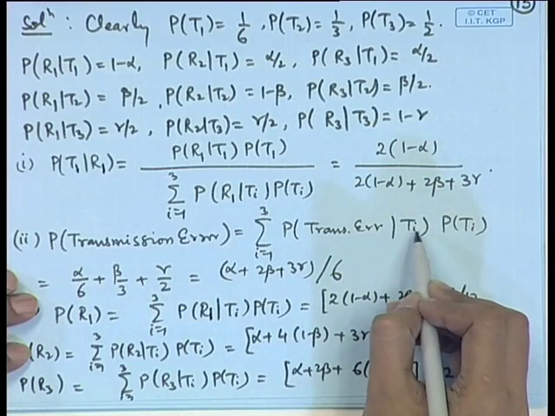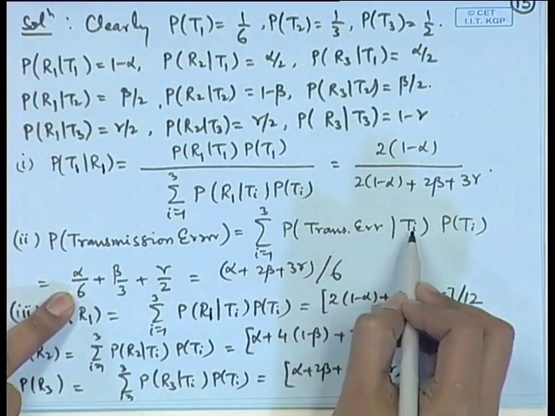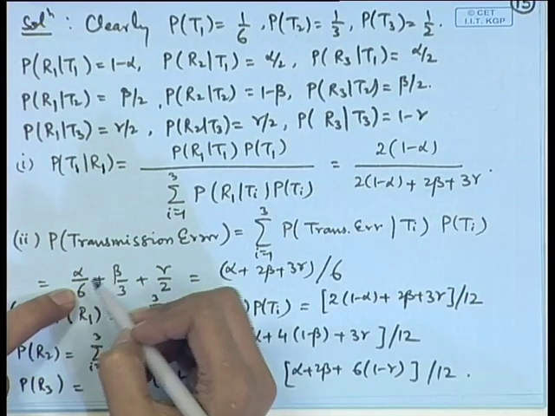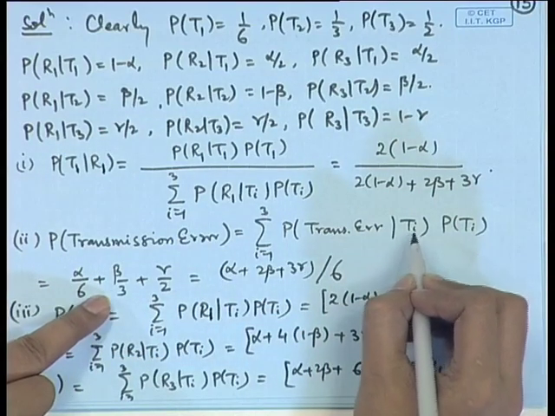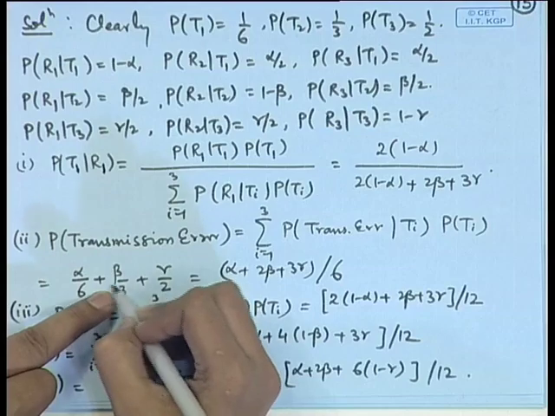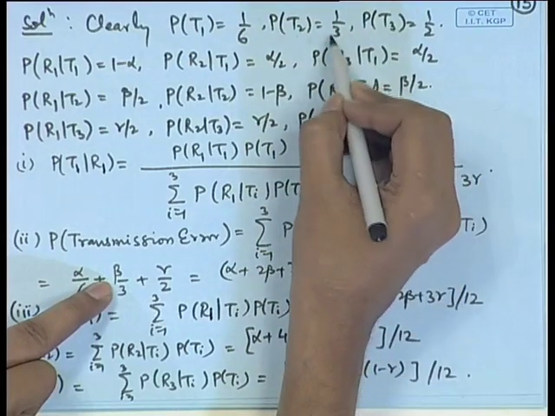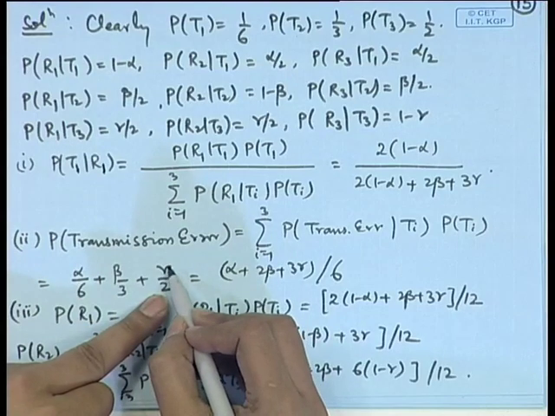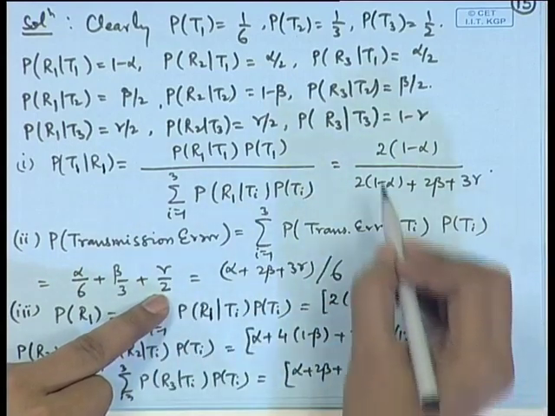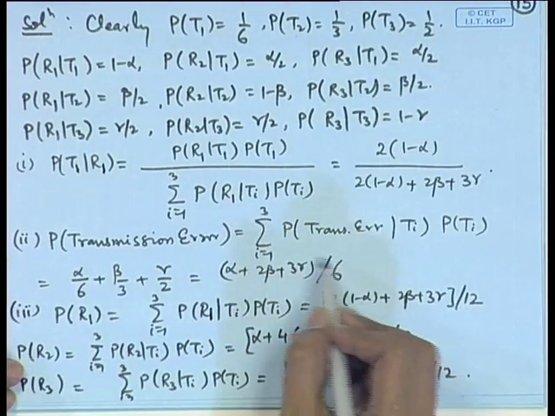So, the probability of T 1 is 1 by 6, and the probability of transmission error given that 1 was sent is alpha, because with probability 1 minus alpha it is sent correctly. So, it becomes alpha into 1 by 6. In a similar way, if the digit 2 is sent, then with probability beta it is not received correctly, with probability 1 minus beta it is received correctly, and with probability 1 by 3 the digit 2 is sent. So, the probability becomes beta by 3. In a similar way, the probability of transmission error if 3 is sent is gamma, and half is the probability of sending the digit 3. So, the probability is evaluated here.